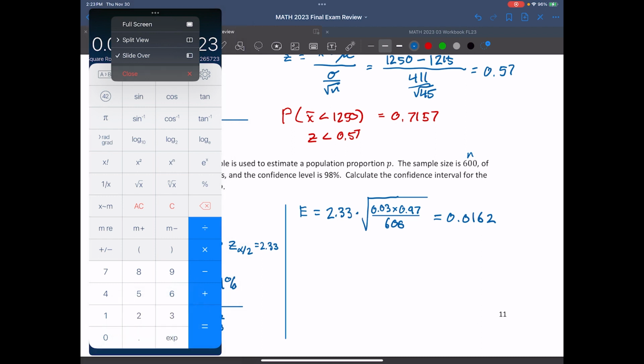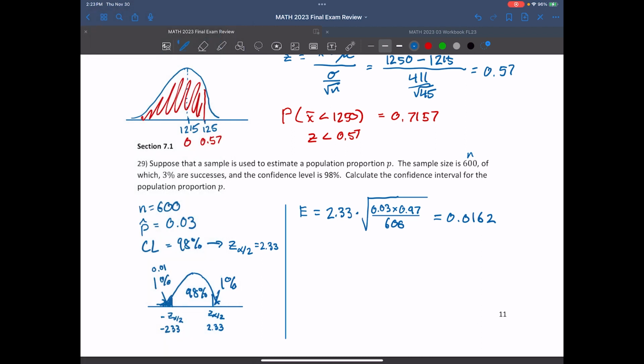I don't think it's specified. No, it didn't specify precision. So then the confidence interval is just going to be the 0.03 p hat minus the error 0.0162 is less than p, which we're trying to estimate with some confidence. And then we would have 0.03 plus 0.0162.